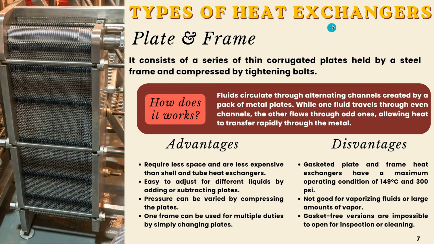And finally, we have plate and frame. It consists of a series of twin corrugated plates held by a steel frame and compressed by tie bolts. As you can see in the image, it works this way. Fluid circulates through the alternating channels created by a pack of metal plates, while when fluid travels through even channels, the other flows through odd ones all at once, allowing heat to transfer rapidly through the metal.